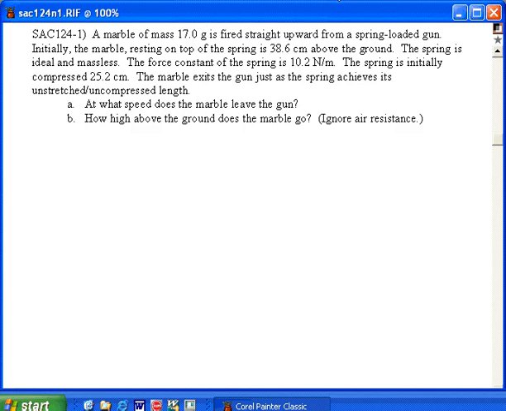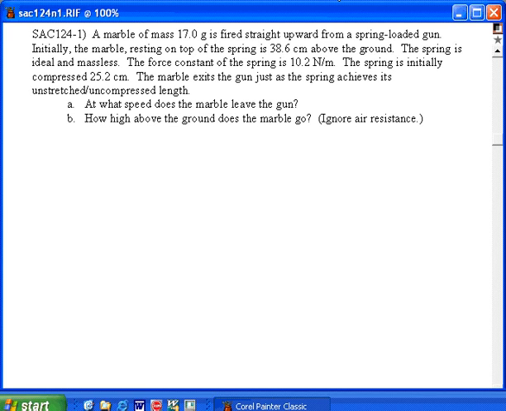Okay, let's take a crack at sac124 problem number 1. We've got a marble fired from a spring-loaded gun, which is initially cocked. They want to know how fast the marble is going when it leaves the gun and how high above the ground the marble goes. We've actually got two after pictures, one for part A, one for part B.